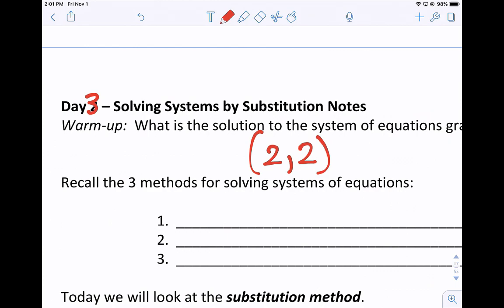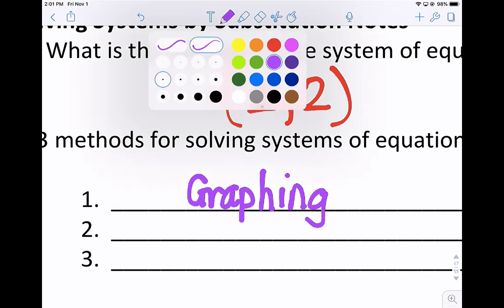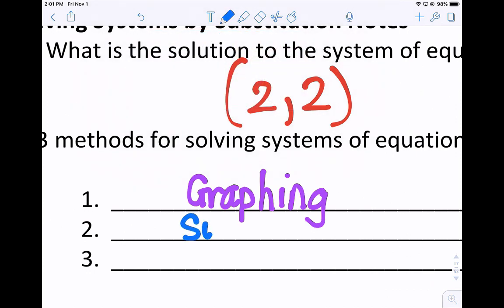Recall the 3 methods of solving. So we said the first one we spent 2 days on is graphing. And then today we're going to look at our second method, which is substitution. And then lastly, we'll look at elimination.